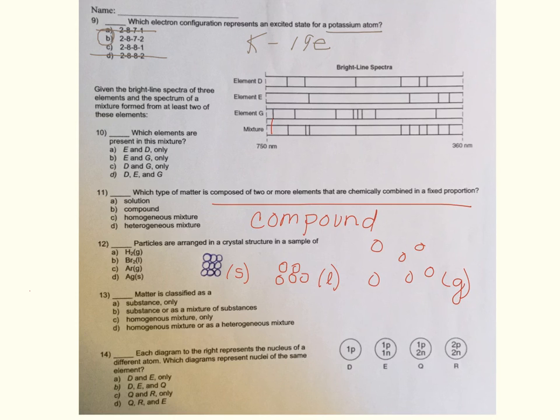Matter can be classified as a substance, meaning pure substance, element or compound, or a mixture of substances, homogeneous or heterogeneous.